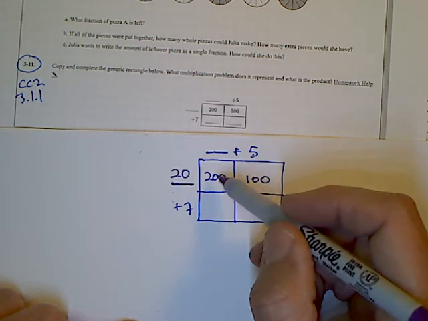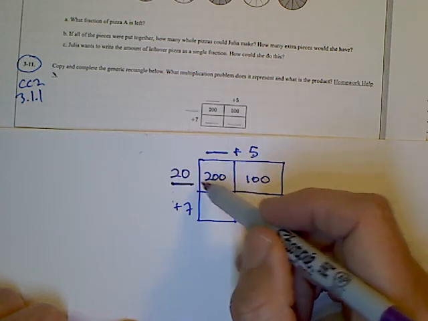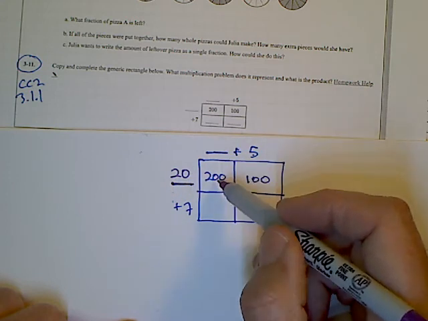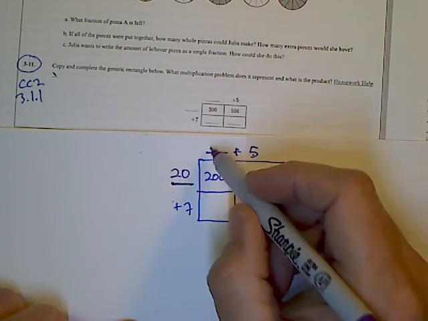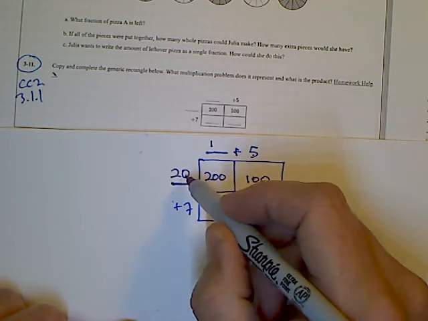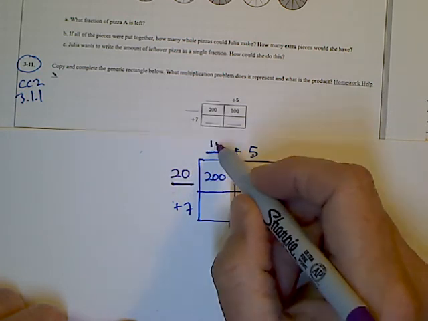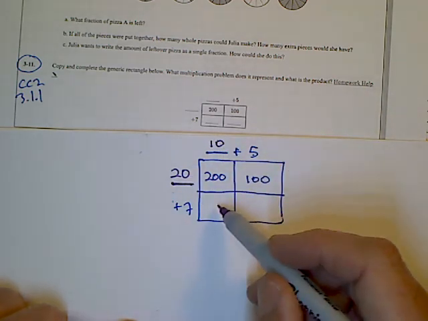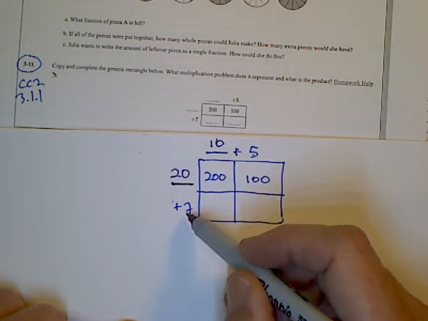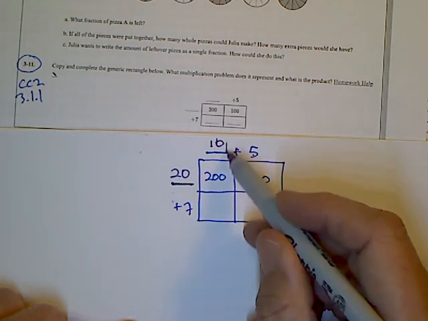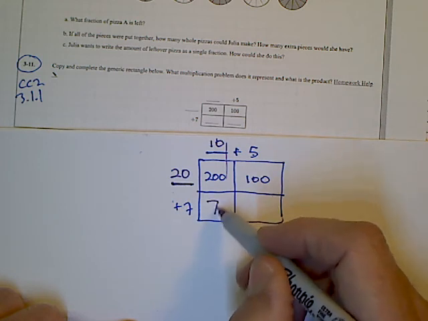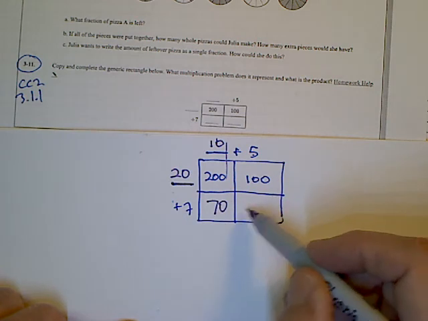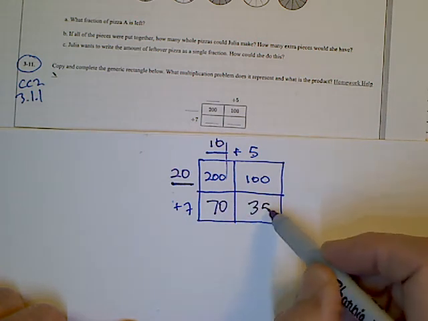Once I have that 20, now I can see how I'm going to fill in this number. To get this 200, it's 20 times whatever goes here. If we need to do the division, 200 divided by 20 is 10. So 10 times 20 is 200. Now I can fill in the rest. These numbers are filled in with the multiplication this way. 7 times what? 10. 7 times 10 is 70. And then to fill in this, it's 7 times the 5. That's how this number comes about, and that's 35.